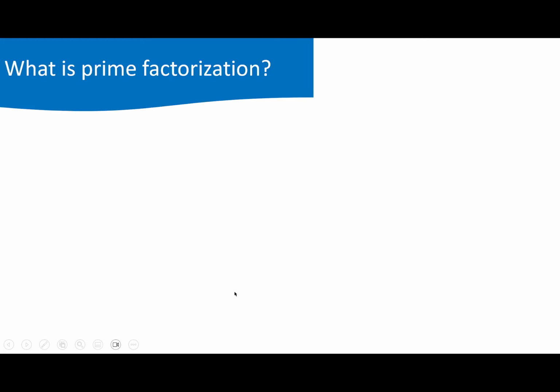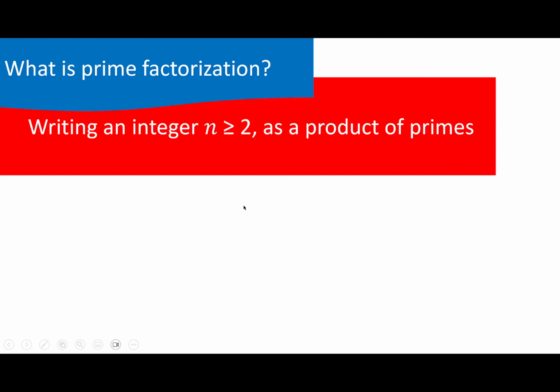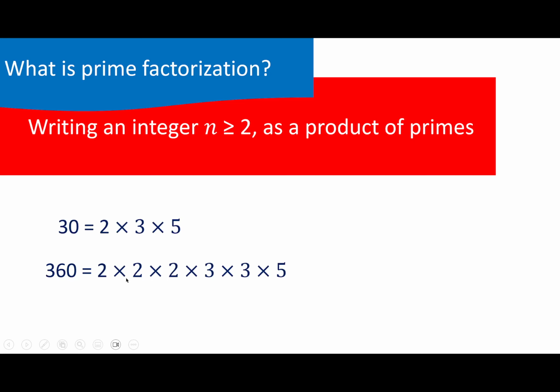What is prime factorization? Writing an integer n greater than or equal to 2 as a product of primes. 30, for example, is 2 times 3 times 5. 360 is 2 times 2 times 2 times 3 times 3 times 5. We learned how to do that in 5th grade and 6th grade. So this can be written as 2 to the power 3, times 3 to the power 2, times 5.